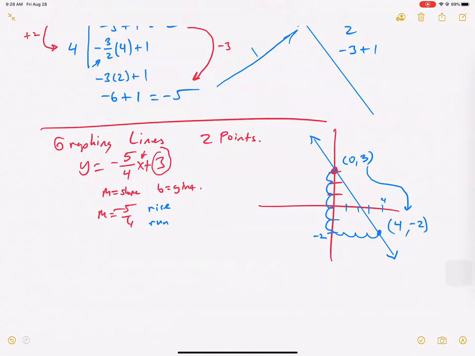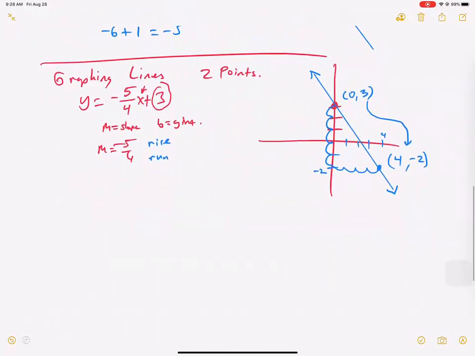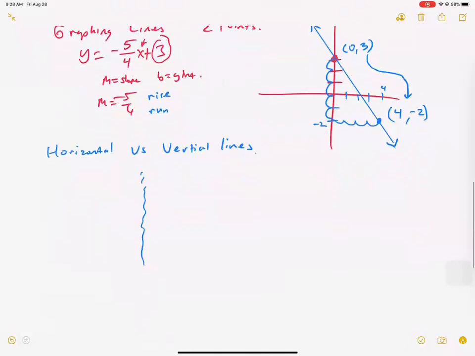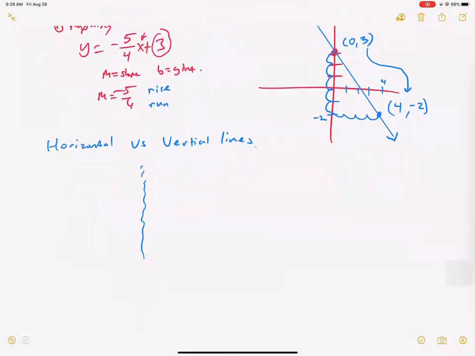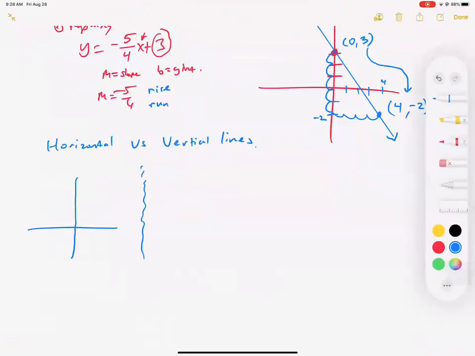So graphing lines are fairly simple. A couple of things that you want to be aware of is graphing horizontal versus vertical lines. So vertical lines are up and down. Horizontal lines are left and right. So for horizontal lines, let me ask you, I'm going to draw this example here, and you tell me, would that be an x value or a y value? Just as a reminder.